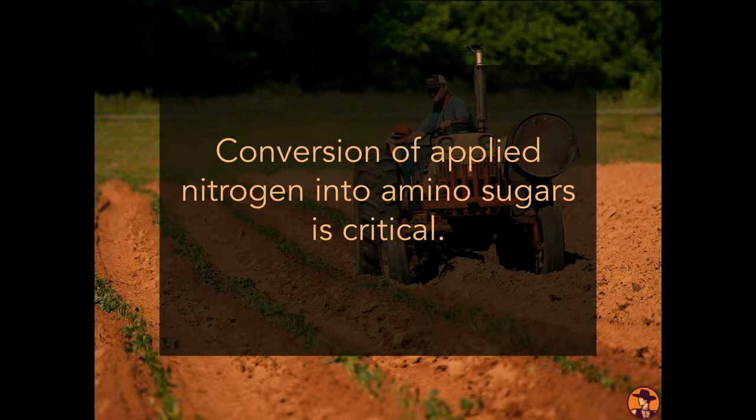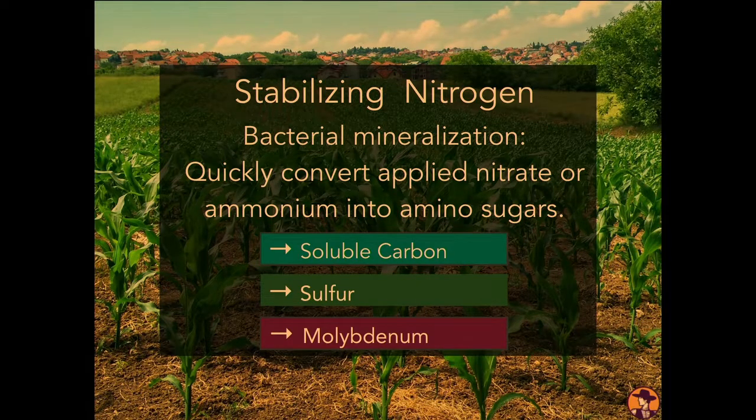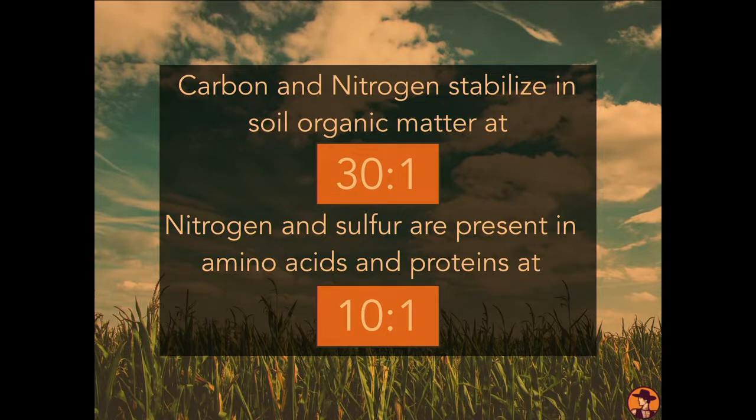So in other words, we want to have this bacterial population explosion to tie up all that nitrogen in bacterial cells. When that happens, we now have nitrogen that is plant available, but it's not water soluble. It doesn't leach in water, and it's available in dry weather conditions. So the question is, how do you do that? The pathway to stabilizing nitrogen is by using enough soluble carbon, sulfur, molybdenum. So when you think about carbon and nitrogen stabilize in soil organic matter and living systems, depending on the measurement, you could argue these ratios. You could talk about 20 to 1 or even 15 to 1 or 30 to 1. For the sake of this conversation, we're just going to use 30 to 1.